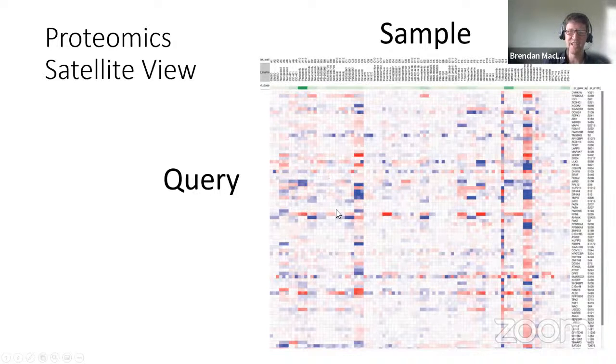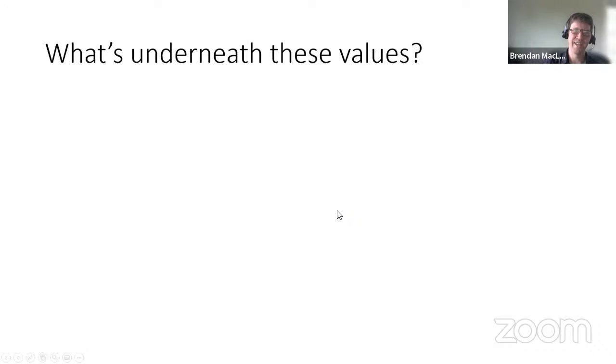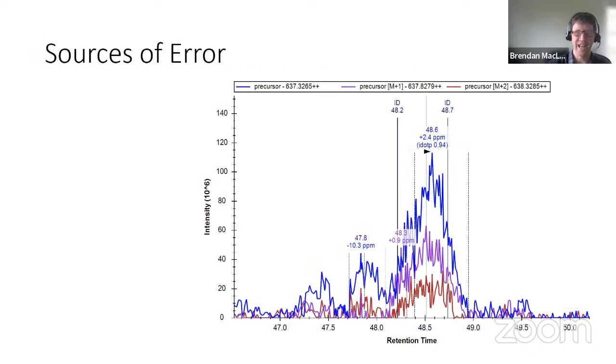But this is the satellite view, and we have to ask ourselves what's underneath these values. And if all you do is rush right to the satellite view and then even run a tool like MSstats and then go, oh, these are my answers, I think you're missing a lot. There's still a lot going on in mass spectrometry that needs to be double checked and triple checked and very thoroughly assessed. And Skyline will help you do that.